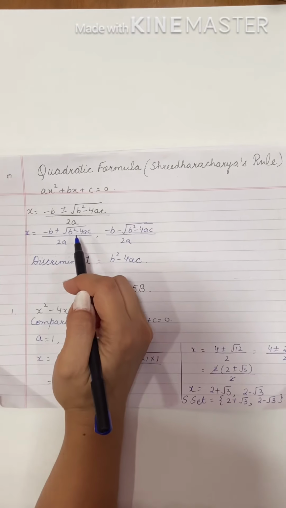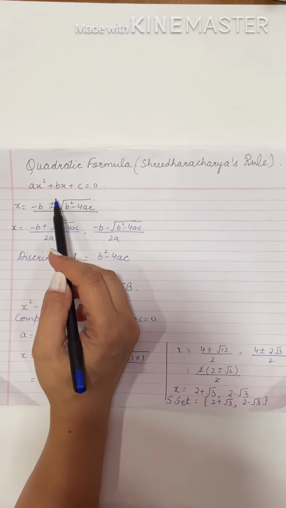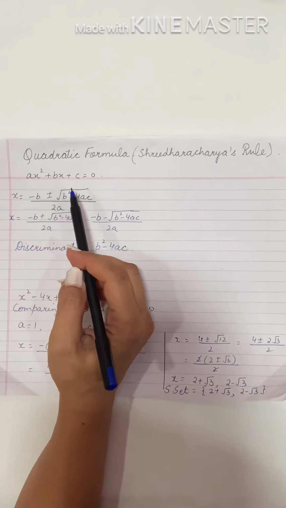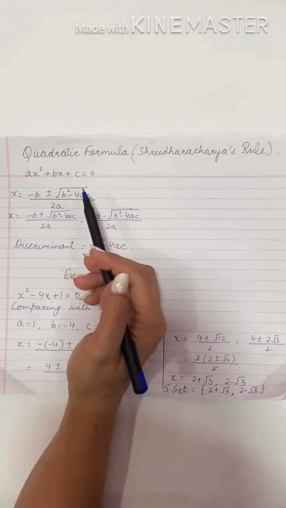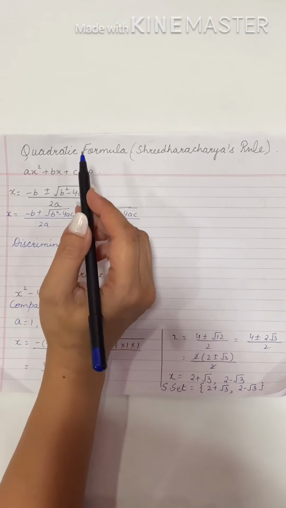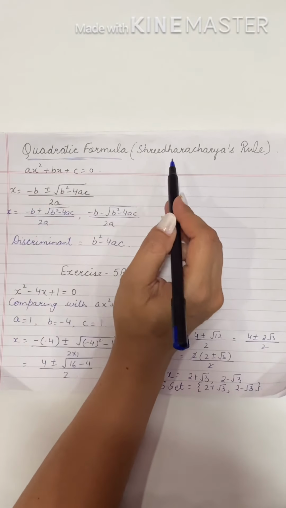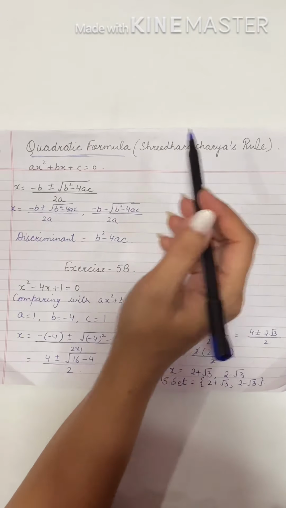Hello students, in the previous lecture we were doing the quadratic equation, how to solve the quadratic equation by the middle-term split method. Now there are some equations which cannot be solved by the middle-term split method. For solving those equations we have the quadratic formula, also known as Sridharacharya's rule.